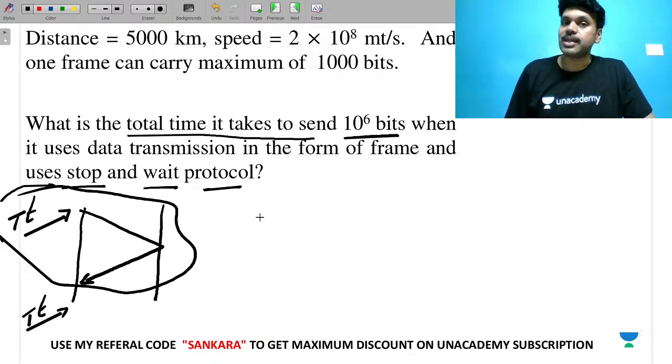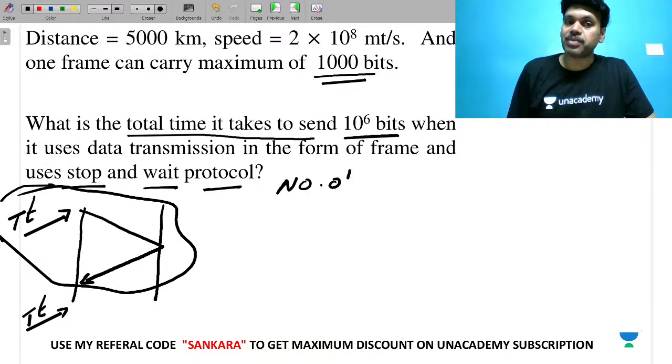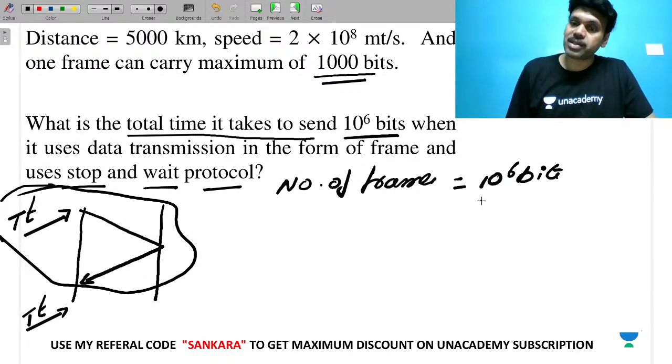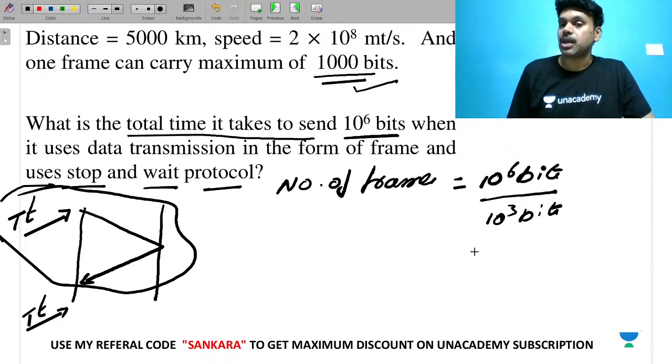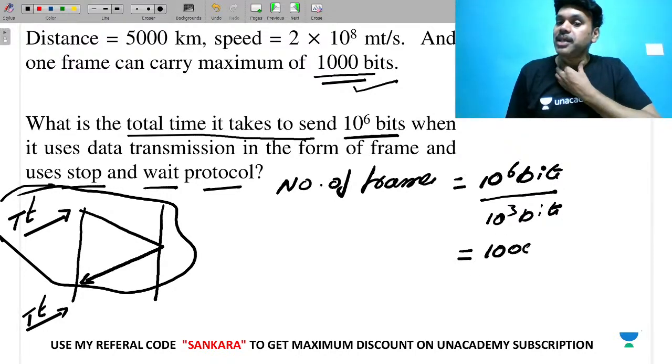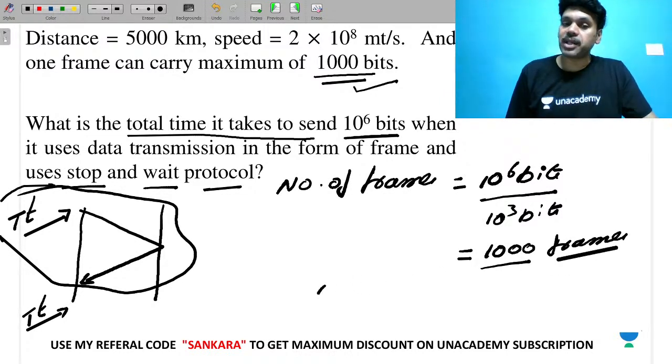So how much is it? Let us see. A frame can carry 1000 bits, but you want to transmit 10 power 6 bits. Observe carefully. Therefore, my dear friends, your number of frames is equal to 10 power 6 bits, your total message size, divided by 1000 bits that a frame can carry at maximum, which is nothing but 10 power 3. So how many frames do you need? I need 1000 frames. So 10 power 3 frames I need.